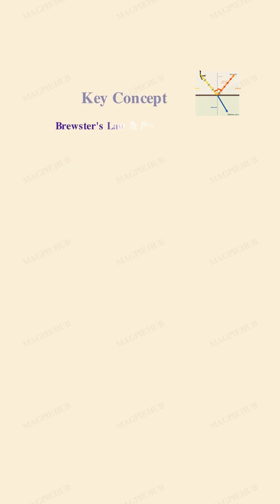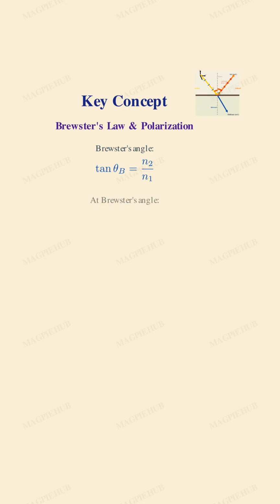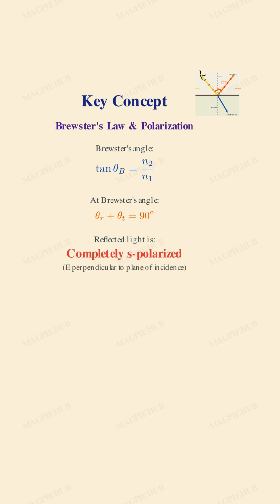The key concept here is Brewster's law. Brewster's angle is defined by tan theta b equals n2 over n1. At this special angle, the reflected and refracted rays are perpendicular, meaning theta r plus theta t equals 90 degrees. The most important property, the reflected light is completely S-polarized. This means its electric field oscillates only perpendicular to the plane of incidence. The P-polarization component, which lies in the plane of incidence, is entirely transmitted and absent from the reflected beam.